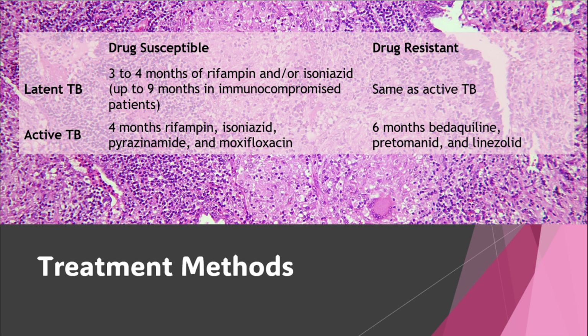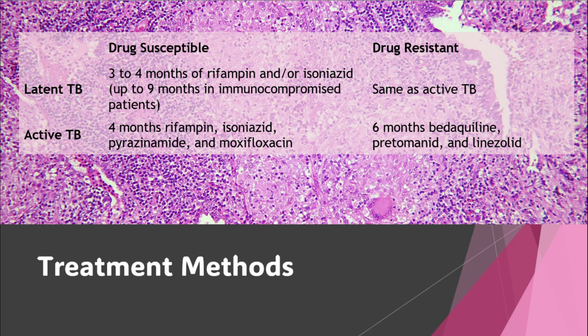Treatment methods differ based on the drug susceptibility and drug resistance, and also whether or not the case is latent or active. In drug-susceptible cases, latent TB is treated with 3 to 4 months of rifampin and/or isoniazid, possibly up to 9 months in immunocompromised patients or those with HIV.